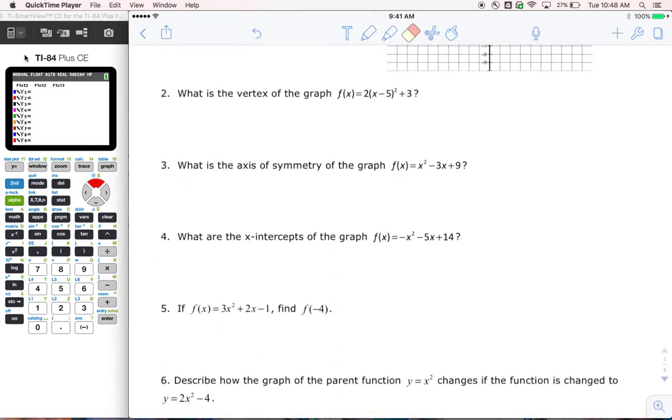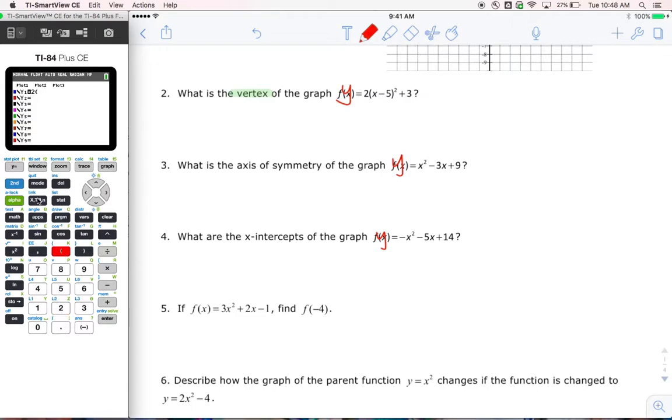Number 2, what is the vertex of the following graph? We have f of x. First of all, you guys need to know f of x is just y. If it makes you feel better, just go through here and write y for these. You can totally do that. So we're going to graph this thing. I'm in y equals already on my calculator. I'm going to put in 2 parentheses x minus 5, just exactly like I see on my paper.